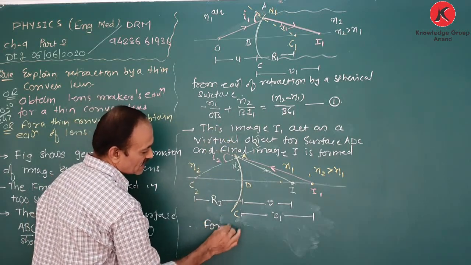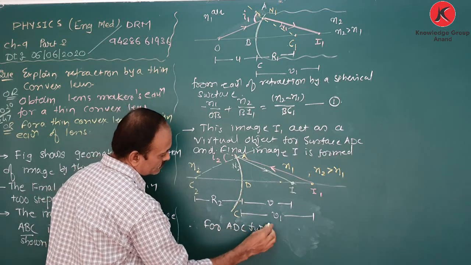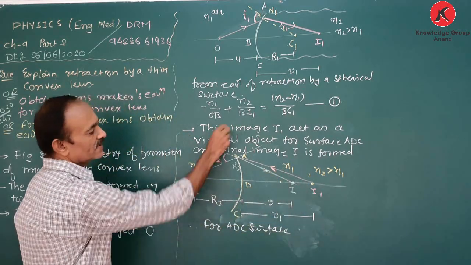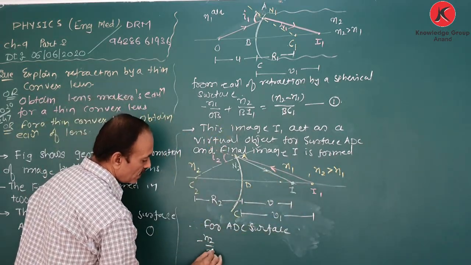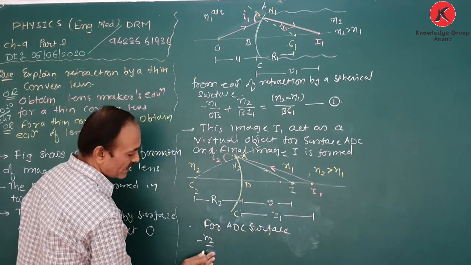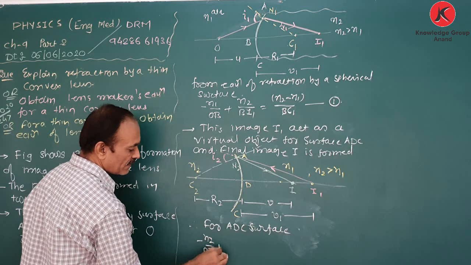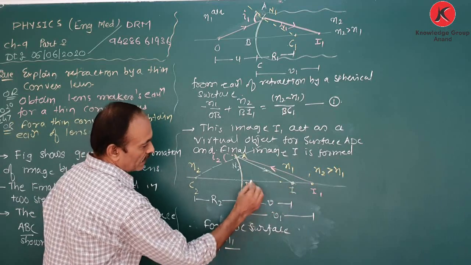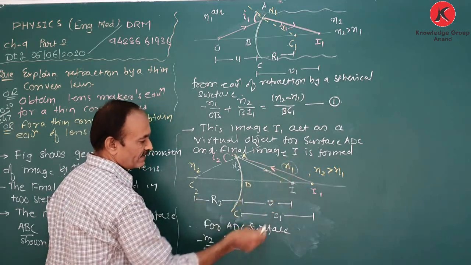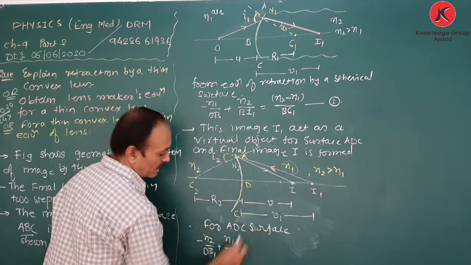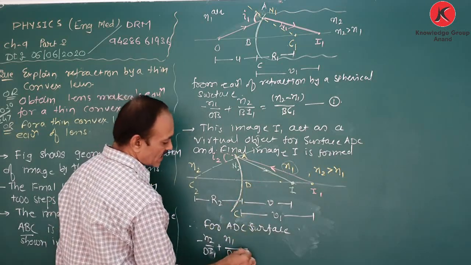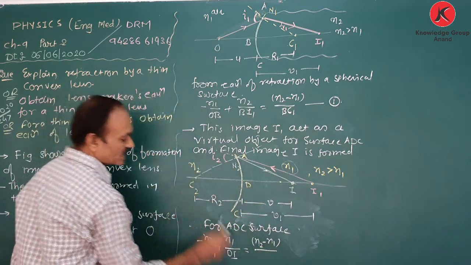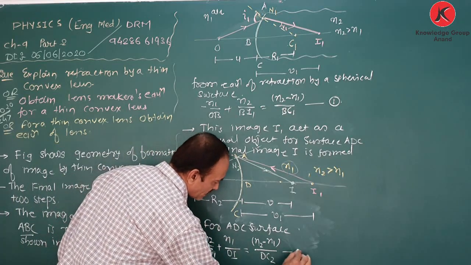Therefore, for the ABC surface, we can add minus N2 upon V1. V1 is this DI1, plus N1 upon DI. N1 is the effective index of this medium, the air medium in which the image is formed. This is equal to N2 minus N1 upon the radius of curvature, that is DC2. That is equation number 1.